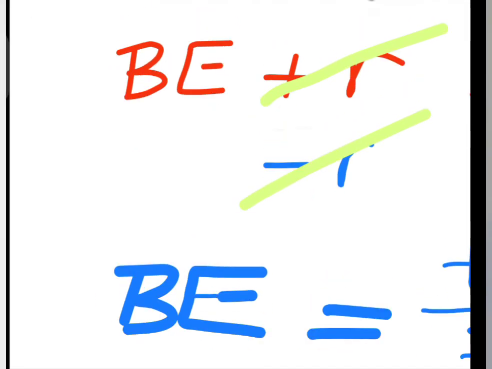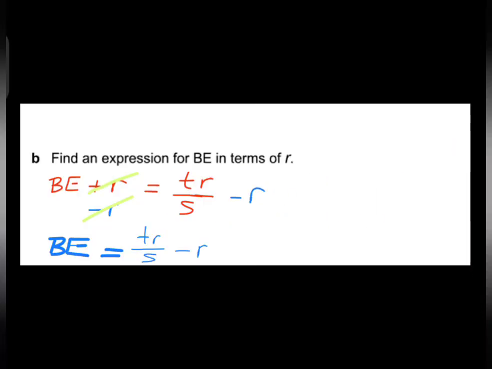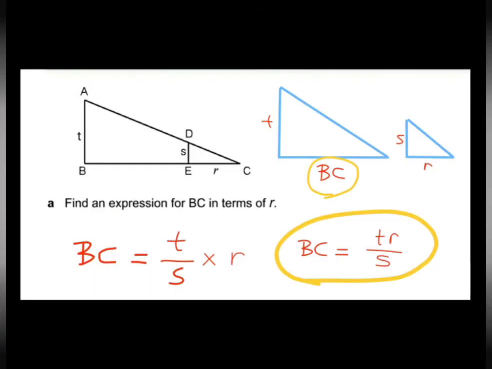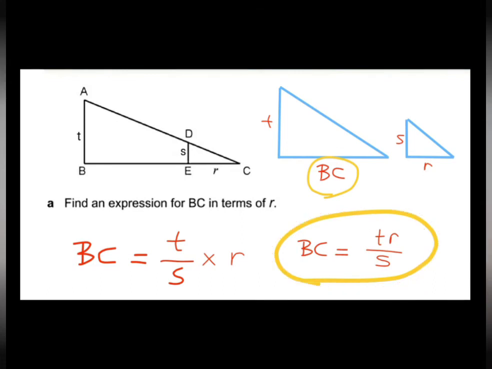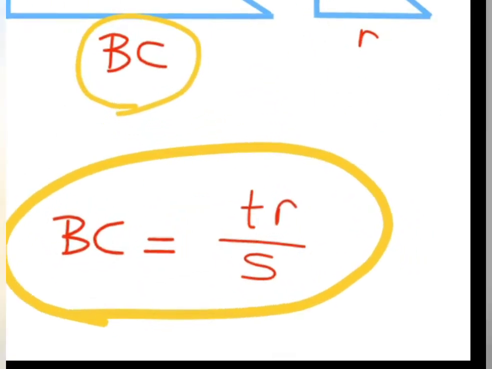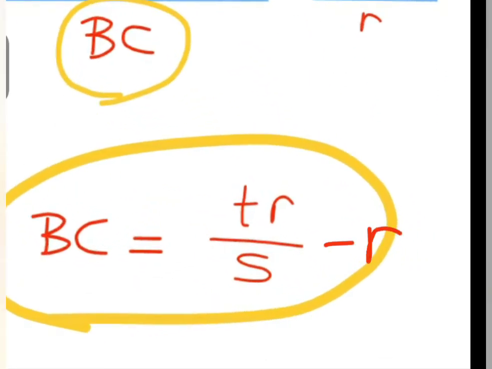Now, after answering B, we can take it and answer C. I hope you understood the idea of B. It's not complicated, but you have to understand the idea. Now, let me take you to the picture that we have the separated triangle so I can explain more. As we said here, we found an expression for BC and it equals TR divided by S. And then we said what? BC is BE minus R. So the idea here, we just minus R from the equation. We say minus R here.